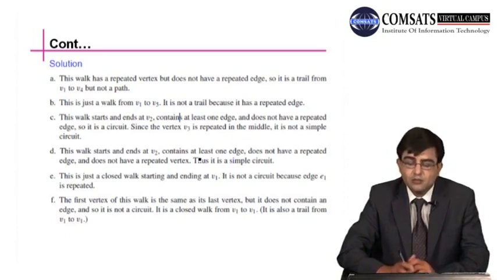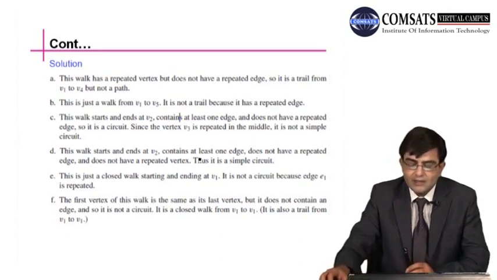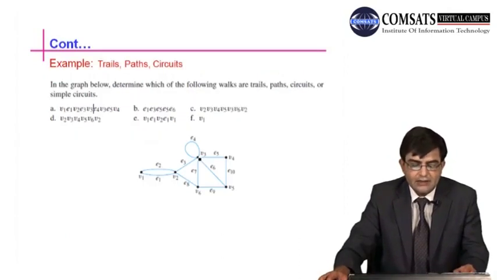one vertex, V3, is repeated here. It satisfies the properties defined in the definition of a trial. Therefore the first walk in part A is a trial. It's not a path because there is a repeated vertex in this walk.